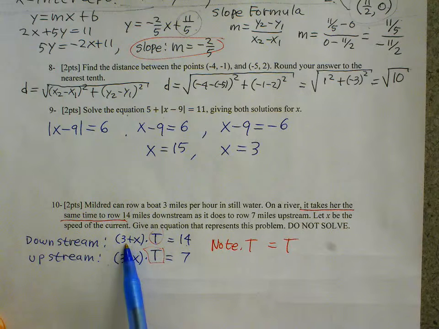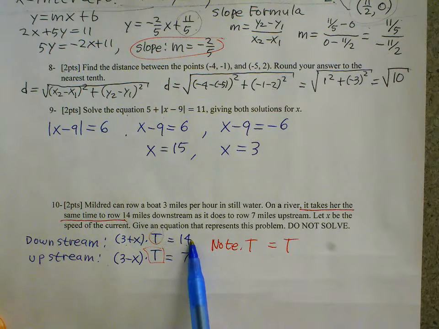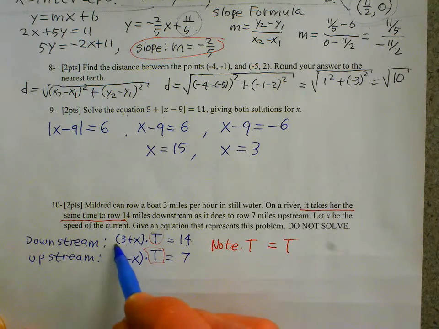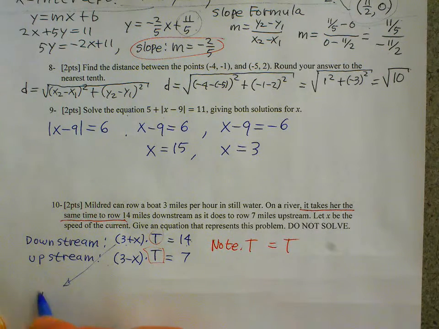So the top equation, 3 plus x times t equals 14. If we solve that for t, time is equal to distance divided by rate. So t is equal to 14 divided by 3 plus x.